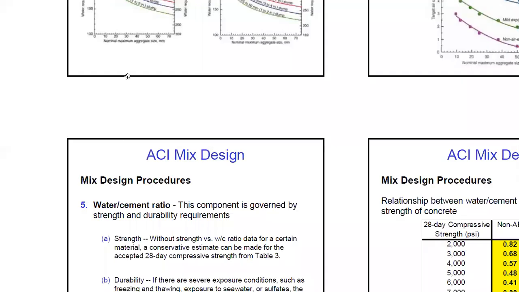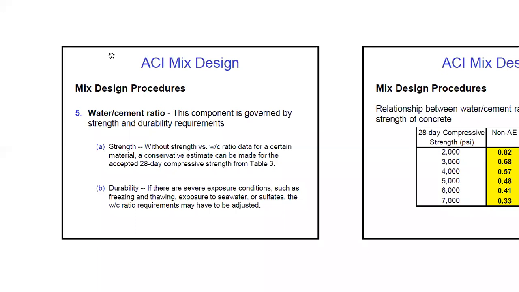So let's go ahead with step number 5 of ACI mix design. Step number 5 is the water cement ratio. This would be defined by the table that is given in the next slide. So let's read it out first. This component is governed by strength and durability requirements. Strength is basically the strength that you need the concrete to have.